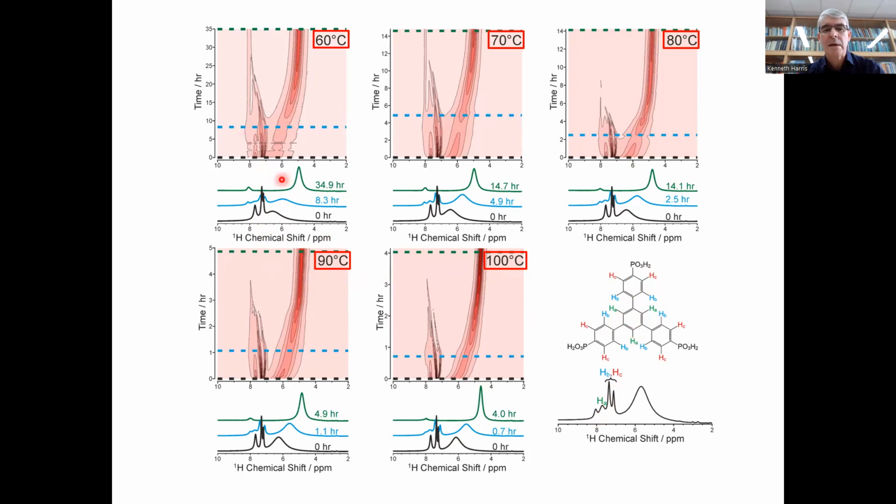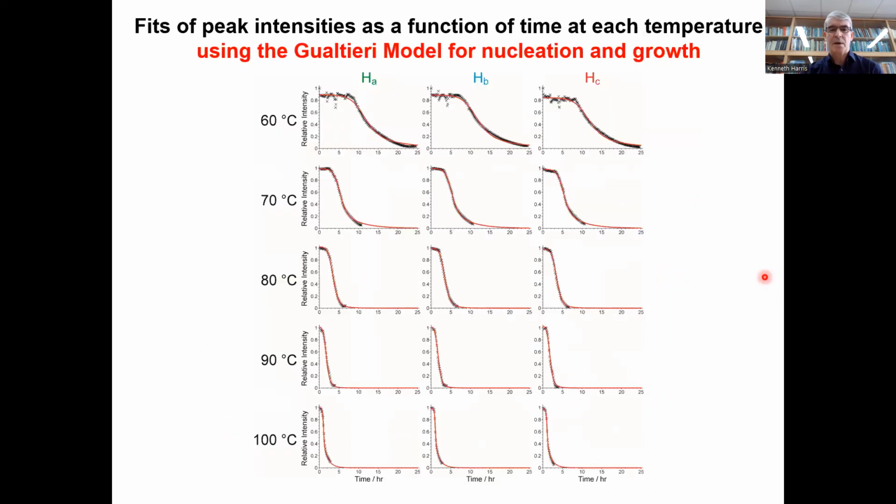So we're going to look at the decay of these three peaks as a function of time in each of these experiments at different temperatures. What we can see here for the three different proton environments in the linker is a very well-defined decay as a function of time. In each case, these have been fitted using the Gualtieri model for nucleation and growth, which is a commonly applied kinetic model for understanding solid state formation processes, crystallization processes.